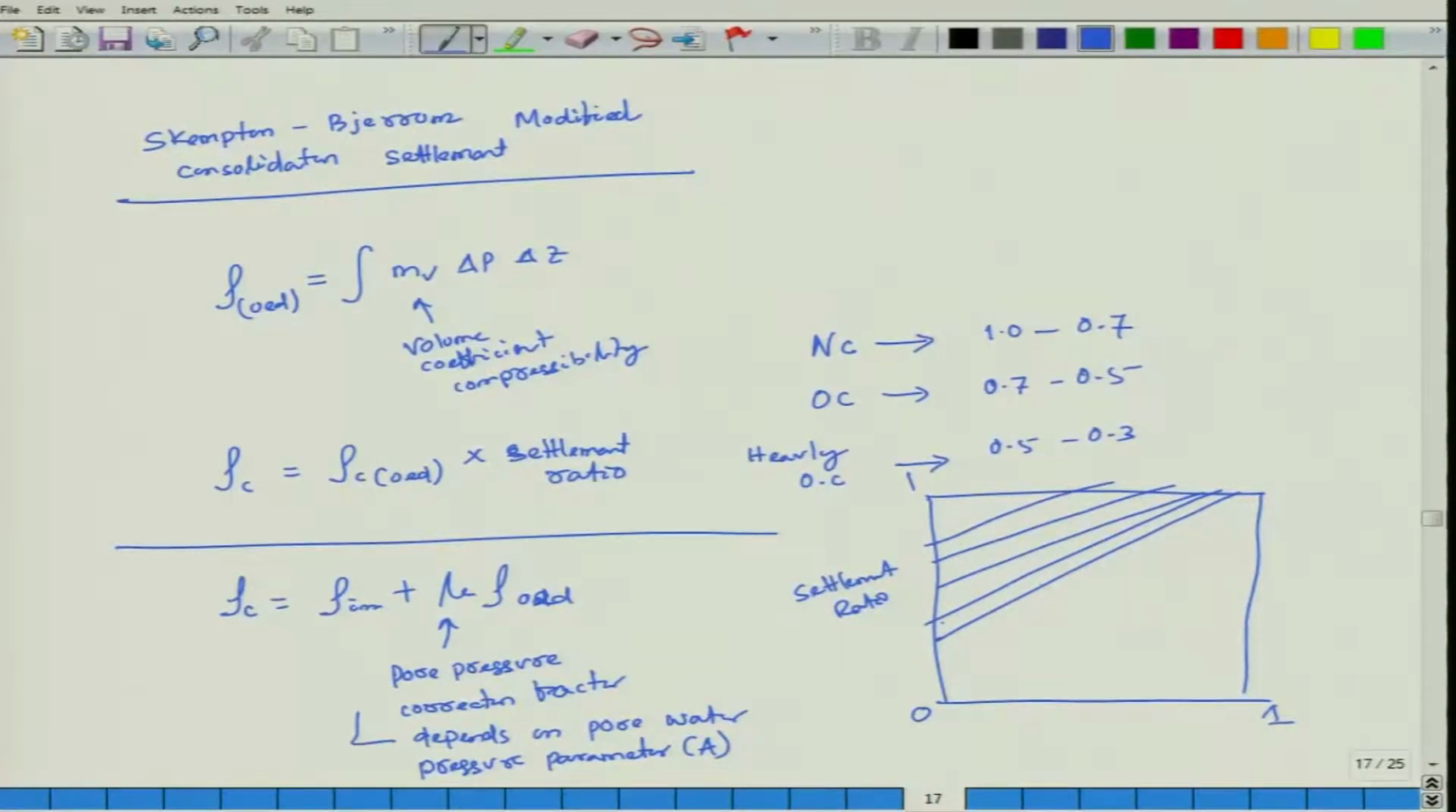It is for circular foundation, as well as for continuous foundations. So, this is how it has been modified in the consolidation settlement.